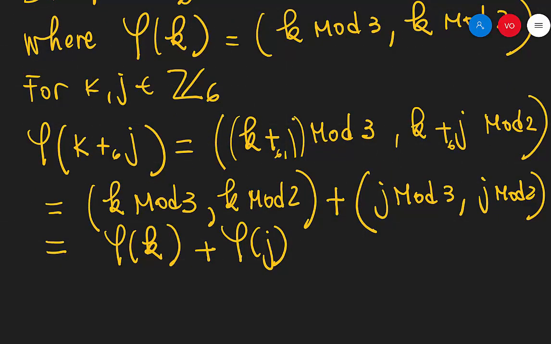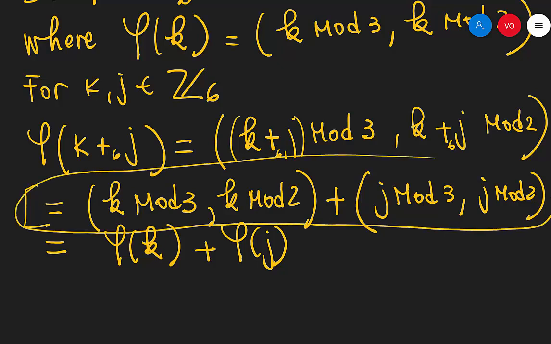again, maybe it's not completely clear why the second equality is true, so maybe you want to take some time here to really understand for yourself why this here is indeed true. But in any case, the third equality tells us that phi is a homomorphism.